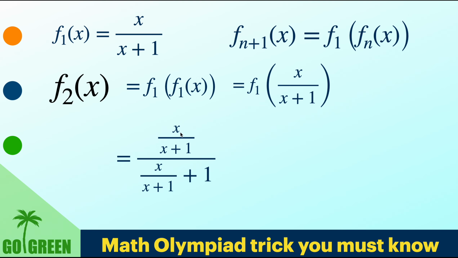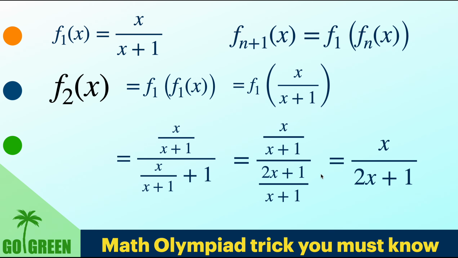So x over x plus 1 here, and then x over x plus 1 here plus 1. So now the whole thing is acting as x, because that is the argument of this function here. Now if you simplify, in the numerator x over x plus 1, and the denominator you get x plus 1 here, so 2x plus 1 over x plus 1, right? 2x plus 1 over x plus 1, and x plus 1 you can remove. So what we are left with is just x over 2x plus 1. That is how you can calculate f2(x).